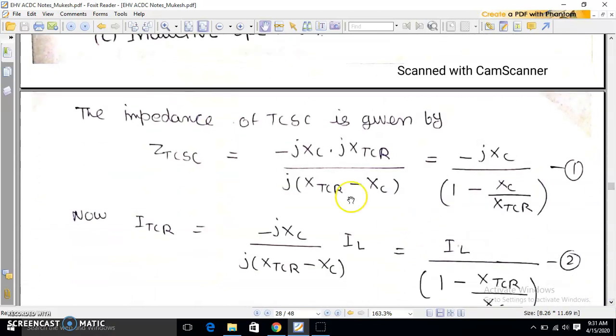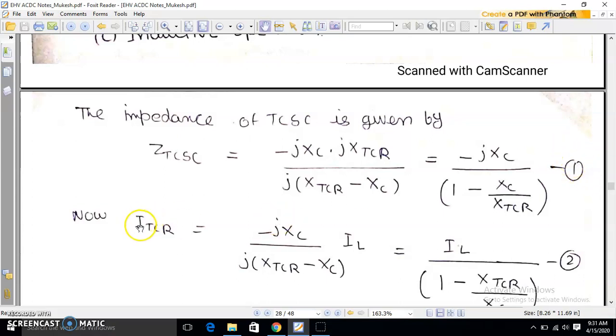The impedance of TCSC is given by Z_TCSC is equal to minus jXC dot jX_TCR divided by jX_TCR minus XC, that is equal to minus jXC upon 1 minus XC upon X_TCR. This is given in equation 1.